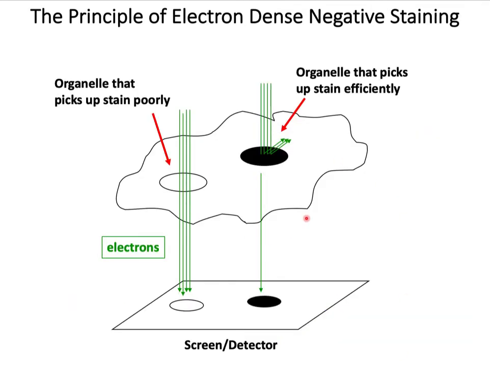Different organelles in the cell will pick up the stain more or less efficiently. The organelles that pick up the stain poorly will allow electrons to pass through them, and those electrons will reach the detector and appear very light. An organelle that absorbs the stain very efficiently will deflect most of the electrons. All negative stains contain heavy metals and are very dense, which means they deflect the electrons and very few electrons will get through to the detector, and that portion of the specimen will look very dark.